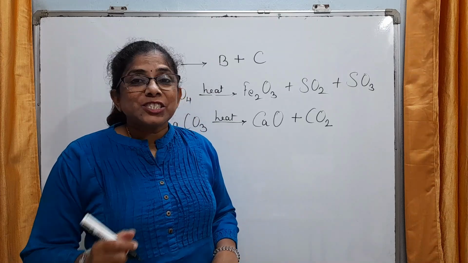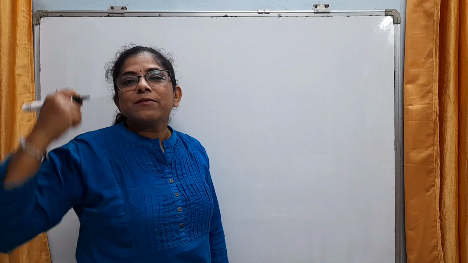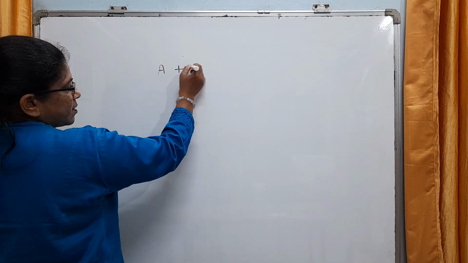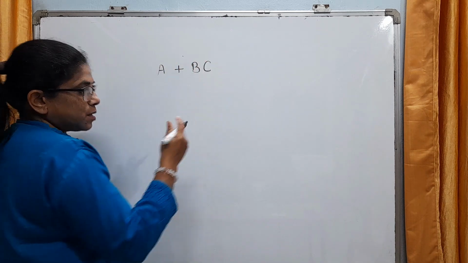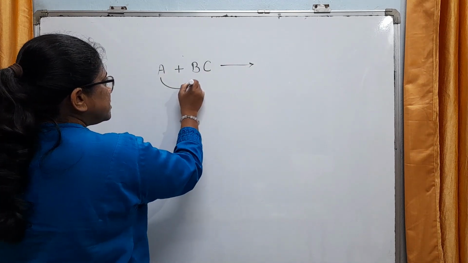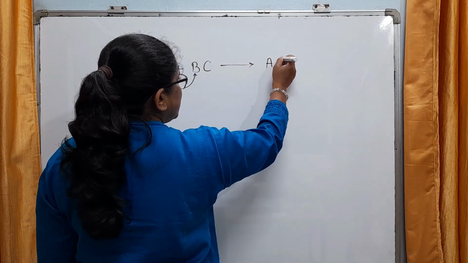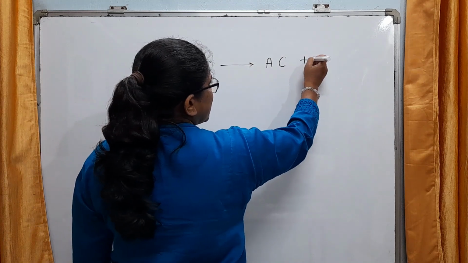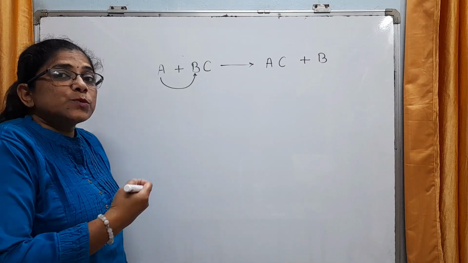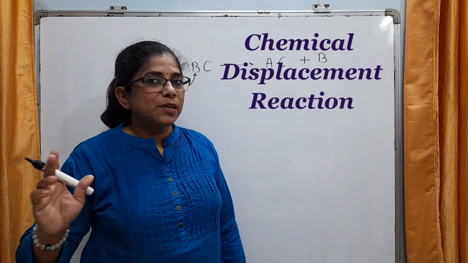So now, let's check one more type of reaction. This is quite an interesting type of reaction. Here, when one element reacts with the compound of some other element, this element displaces the element from its compound. Here, A comes in place of B and B is set free. What is A doing? A is displacing B. Such types of reactions are called chemical displacement reactions.